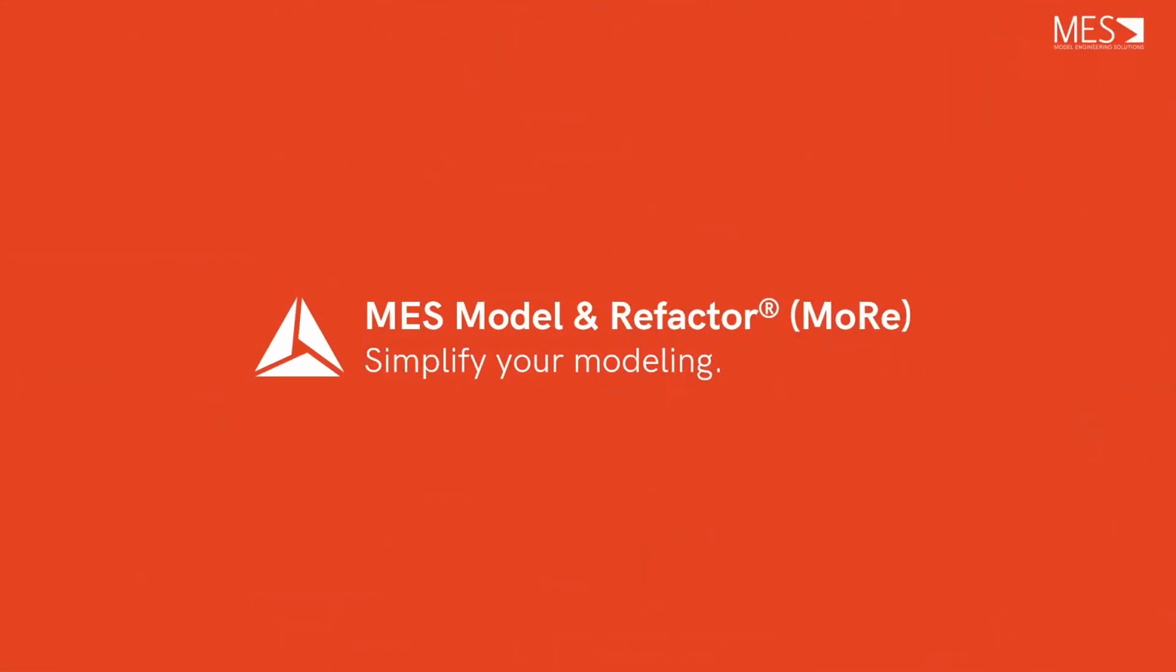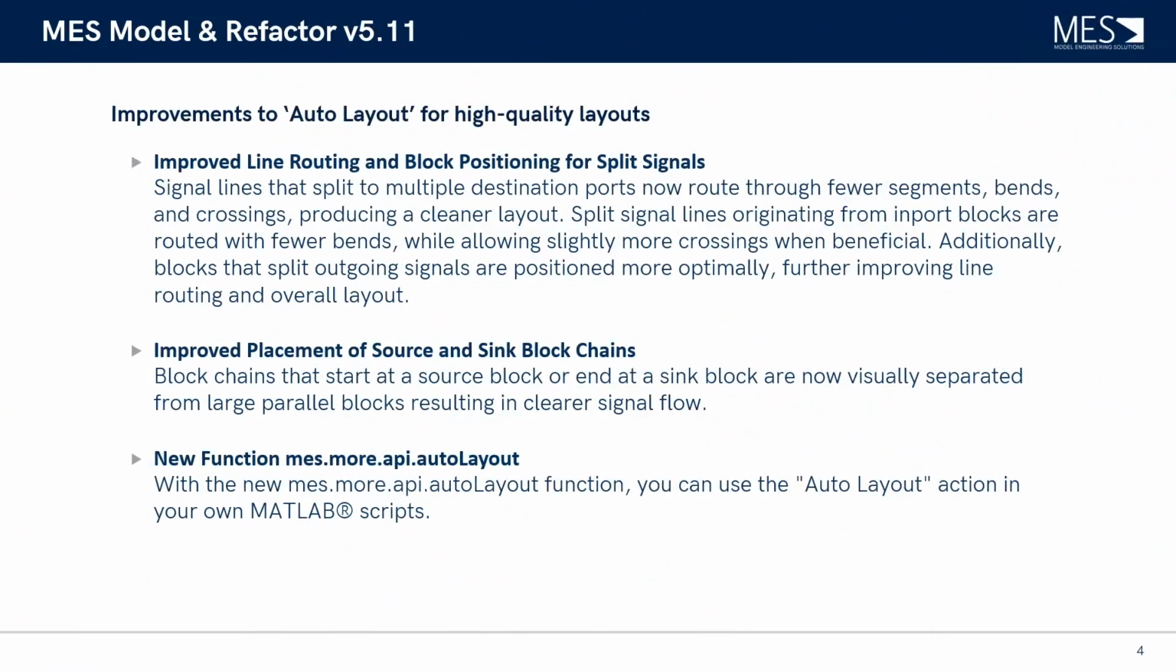My name is Alexander and I'm excited to show you the latest changes of the tool MoRe, model refactor. These are the three biggest points since the last newsletter that I'd like to show you today. We improved the line routing and block positioning for split signals, we improved the placement of source and sink blockchains, and we also added a new functionality, the API function for auto layout. So, as always, let's head over to the tool and let me show you the changes directly there.